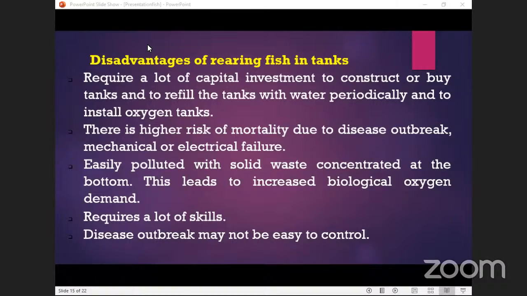And then the second last point says, requires a lot of skills. You should have the skill to rear fish inside the tank. The last one says, diseases can easily break out, and it will be hard for you to control such a disease.